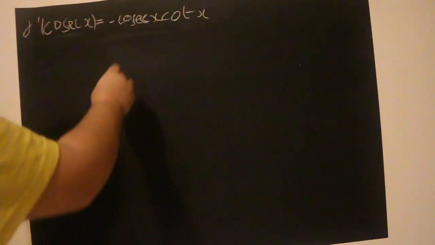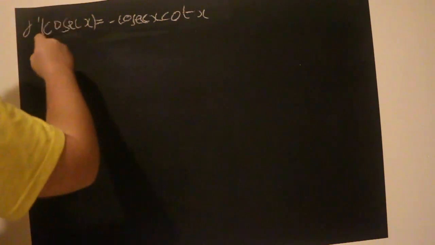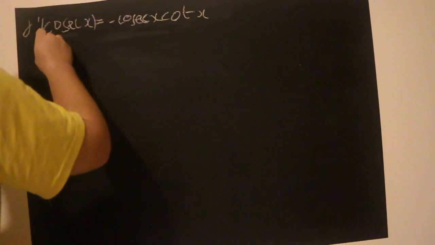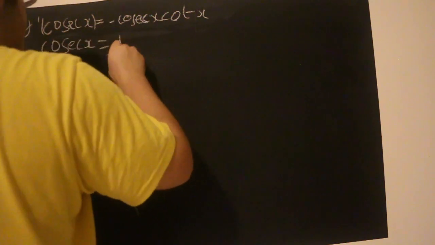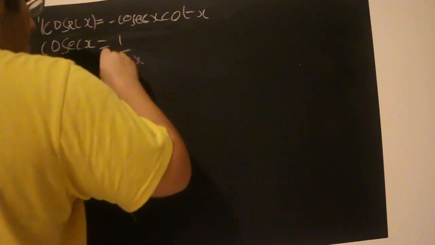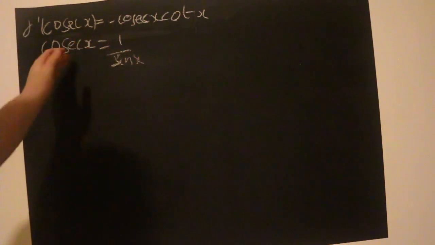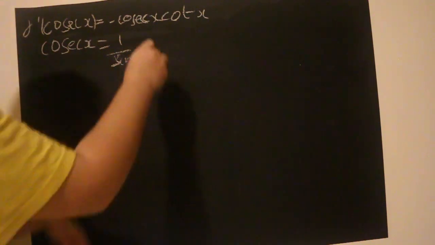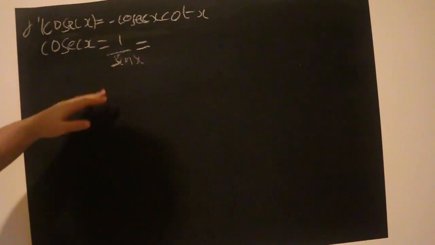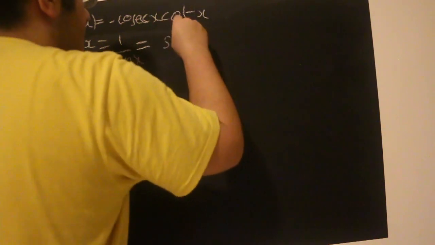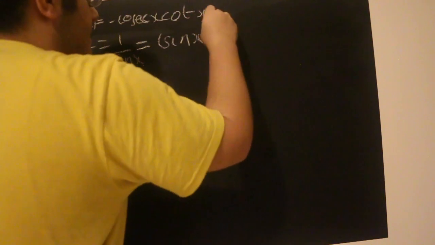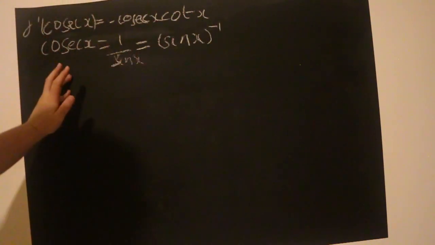So you guys may have learned that the derivative of cosec x is equal to minus cosec x multiplied by cot x. So I'm going to prove that today. So what is cosec x? Cosec x can be written in the form of 1 over sine x. That's just rewriting cosec x in terms of sine. And if we change that into the power form, in terms of power, then we get sine x to the power minus 1. That is what cosec x is.